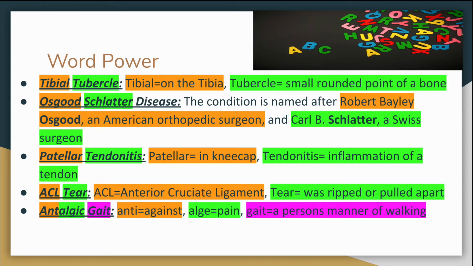Patellar tendinitis is broken down into patellar, meaning in the kneecap, and tendinitis, meaning inflammation of a tendon. ACL tear is broken down into ACL, meaning anterior cruciate ligament, and tear, meaning was ripped or pulled apart. Antalgic gait can be broken down into the anti- prefix, meaning against, and alg, meaning pain. Gait means a person's manner of walking.